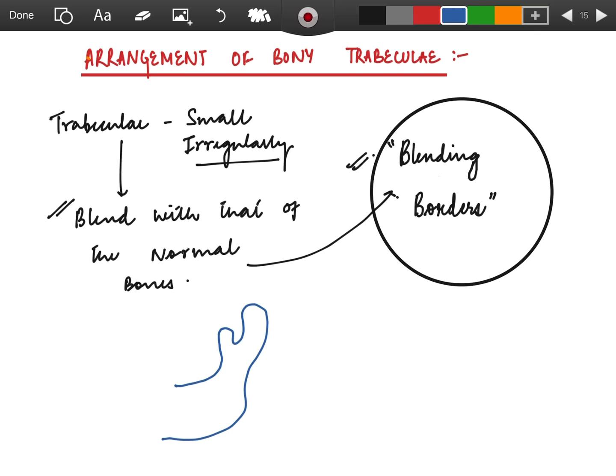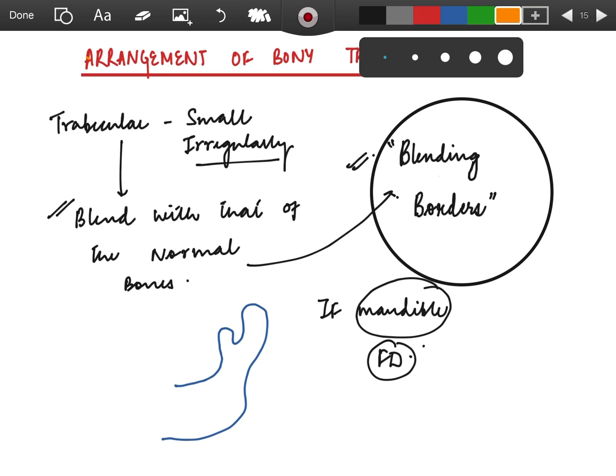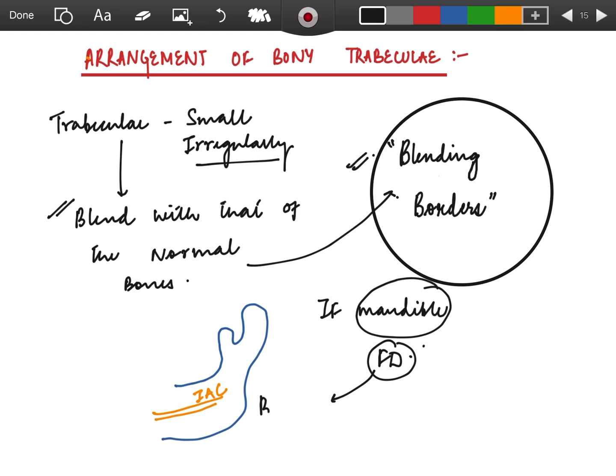Now, if fibrous dysplasia involves the mandible, it will always occur below the inferior alveolar canal, if it occurs in the mandible.